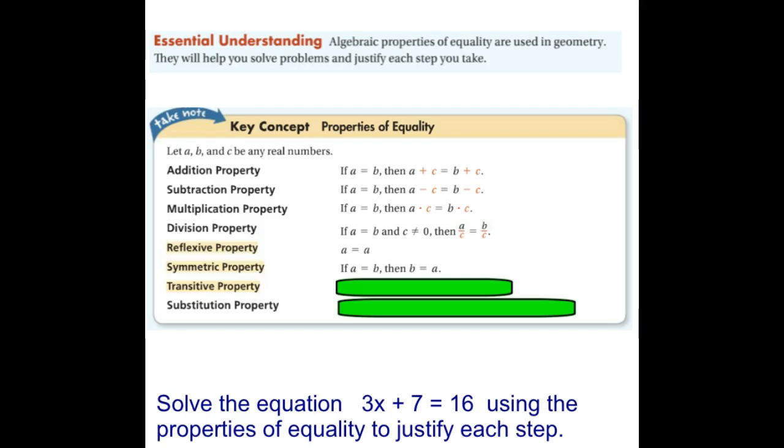Symmetric property is really handy because it allows us to change the order. You can say if A equals B, then B equals A. You can swap the order of your equation around like that, and things will still work just fine.